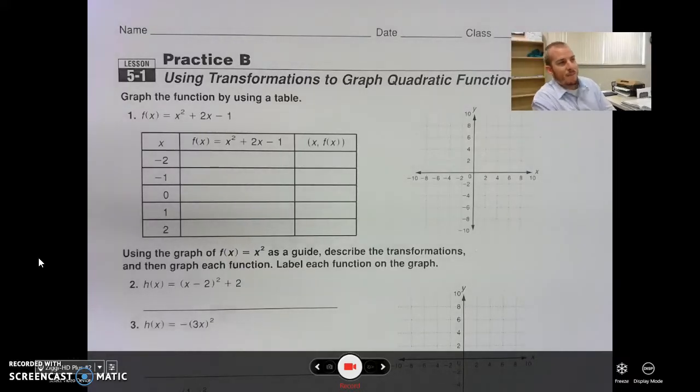What's up, guys? This video is about 5.1, using transformations to graph quadratic functions. In this video, we're going to show you how you're going to take a parabola and shift it left and right, shift it up and down, stretch, compress, flip it upside down, move it all around. Do you guys remember when we did h comma k with absolute values?